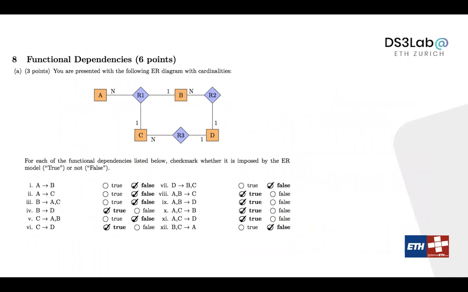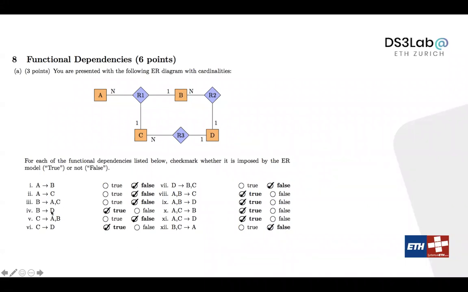For example, given this ER diagram, we want to see whether it implies each of these functional dependencies. Let's look at one example together, this one, B to D. Whether this ER diagram implies B to D. In this case, you have relationship R2. There is a many-to-one cardinality constraint here, which means that if I know B, I know D. So there's an FD from B to D. That is why you have B to D here.